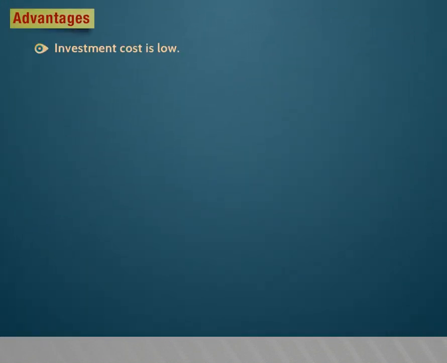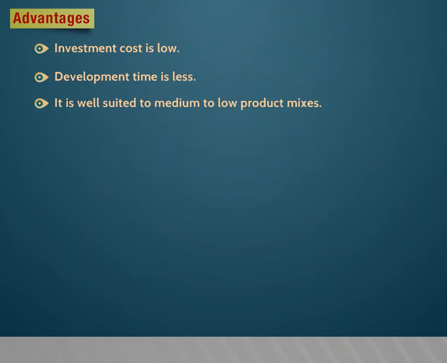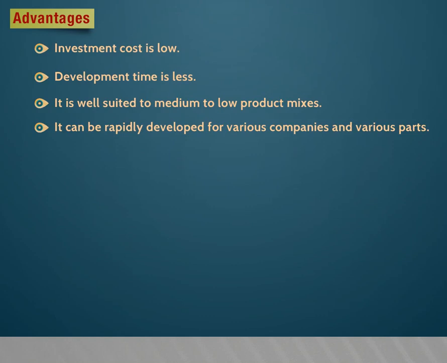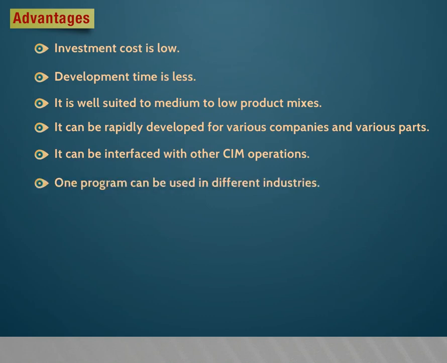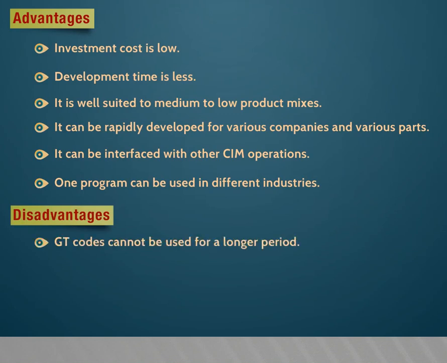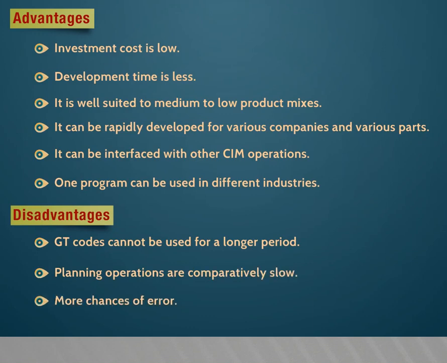Advantages: investment cost is low. Development time is less. It is well suited to medium to low product mixes. It can be rapidly developed by various companies and for various parts. It can be interfaced with other CIM operations. One program can be used in different industries. Disadvantages: GT codes cannot be used for a longer period. Planning operations are comparatively slow. More chances of error.